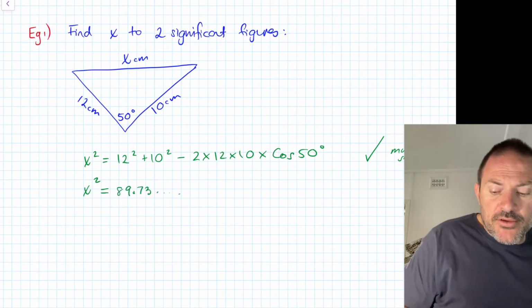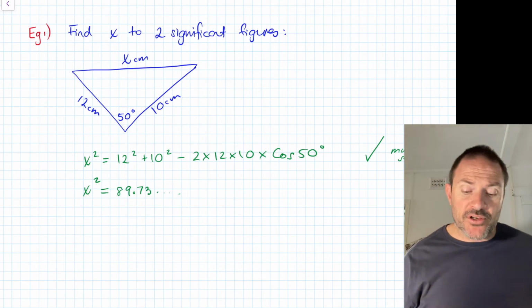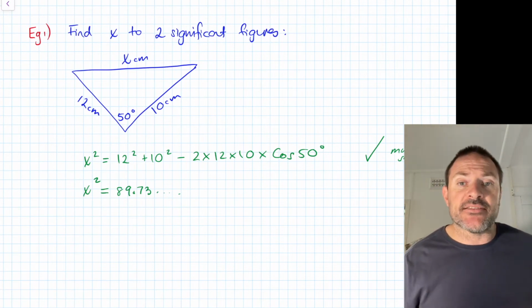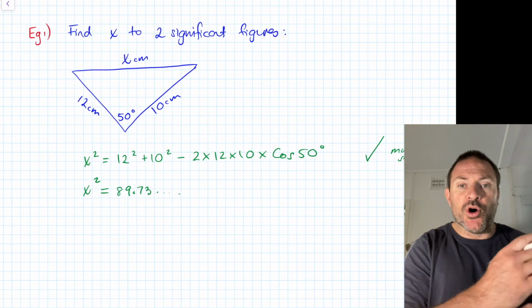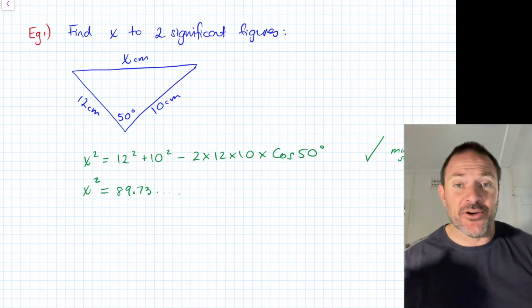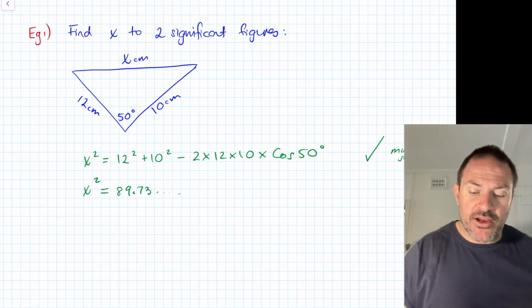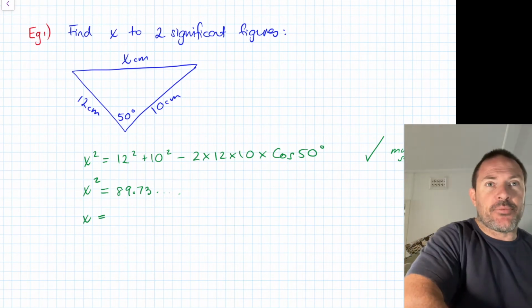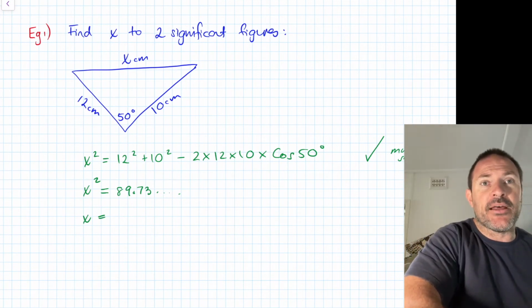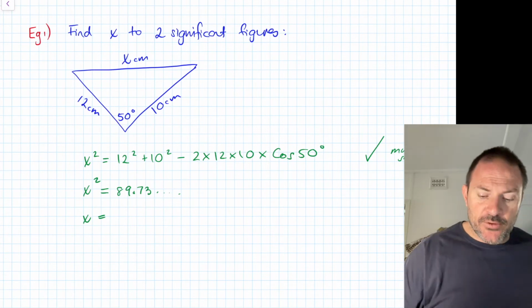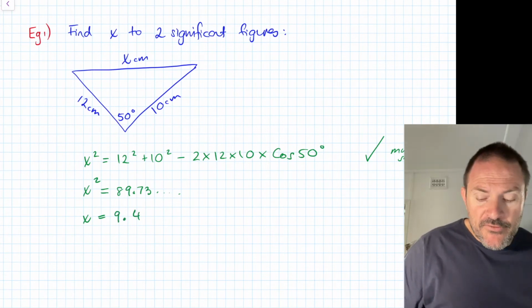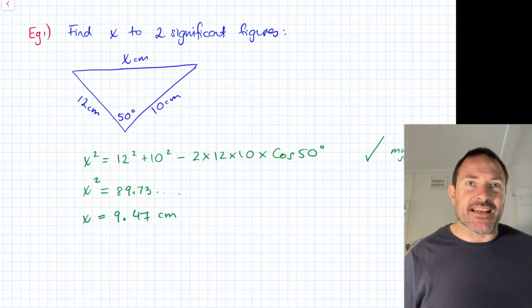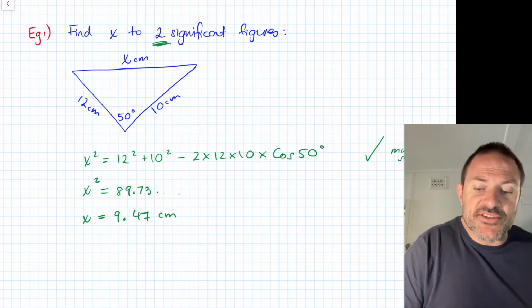89.73, and you'd be surprised how many boys and girls will actually leave that as their answer and not recognize you got 12 and 10. You can't have 89 centimeters there. It just would never work. Therefore, I now need to square root my answer. So I'm going to simply press square root and my ANS button, equals, and we get 9.47 centimeters. Now, in this instance, that's incorrect because it wants 2 sig figs.